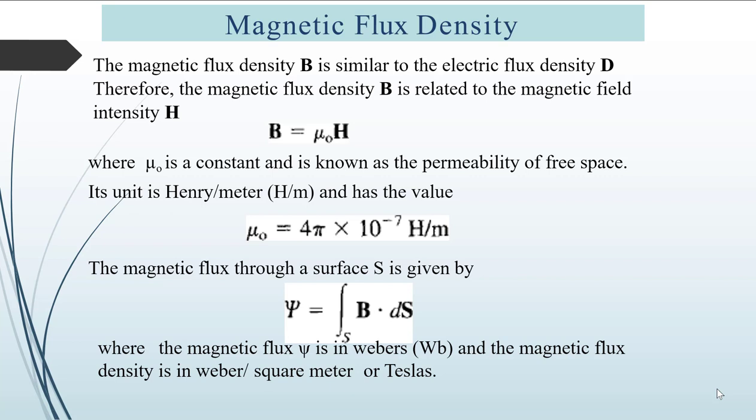Now, B bar is the magnetic flux density and it is a vector quantity. It is measured in Weber per meter square. So, the unit of magnetic flux density is Weber per meter square or Teslas, and ds in this equation is in meter square. It is also a vector quantity. So, when you multiply B bar and ds bar, both are vector quantities, you will get a scalar value, and that is nothing but the flux.